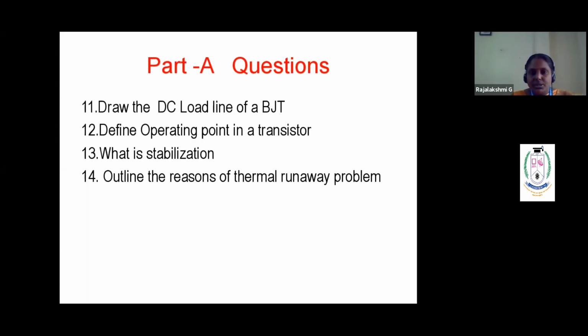What is stabilization? Outline the reasons for thermal runaway. You might know the definition of thermal runaway, but you must state the reason why the thermal runaway problem occurs. That is due to the temperature. When temperature rises, IC current increases. When IC current increases, temperature increases. Again ICBO will increase, IB will increase, and again IC will increase. The cumulative actions, you have to answer.